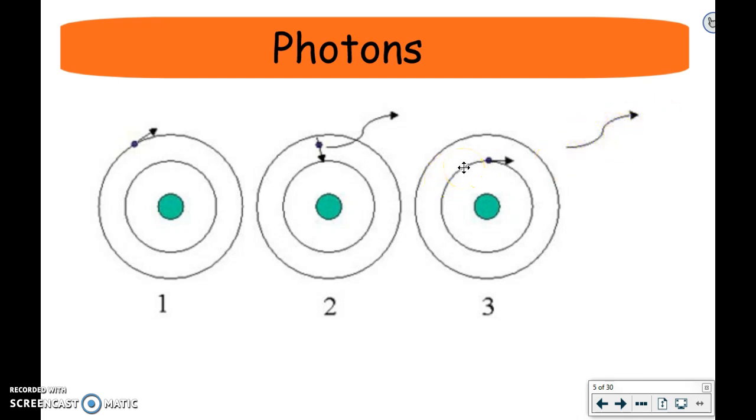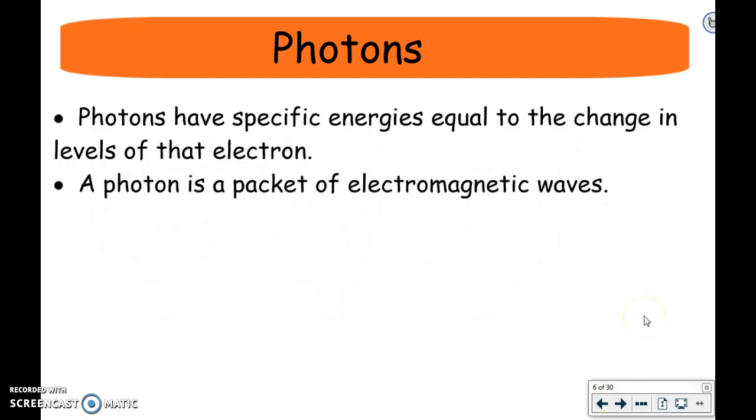So obviously, if your slide is really small, you're going to be like, wee. But if you're doing a roller coaster-esque ride and your slide brings you all the way up really, really high, the wee that you're going to let out is like, wee! Really high energy. So the bigger the jump from high to low, the more energy this particular photon will have. So photons have specific energies equal to the change in levels of that electron. And a photon is a packet of electromagnetic wave or electromagnetic radiation.